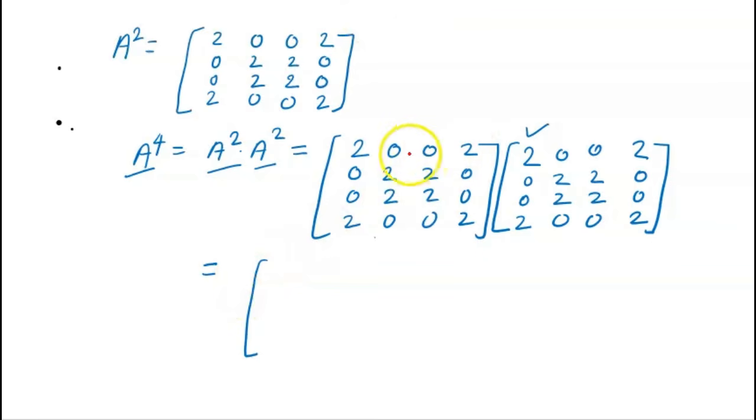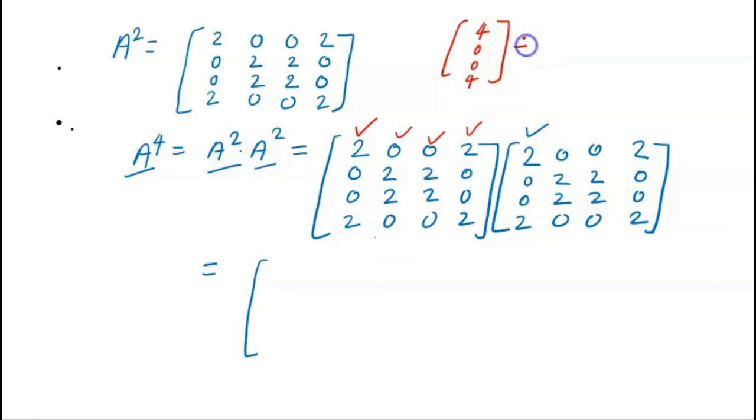So what we need to do, we need to take 2 times the first column here, 0 times the second column here, 0 times the third column here, and 2 times the fourth column here. So 0 times the second column will make everything 0. 0 times the third column will make everything 0. So 2 times the first column will make it 4, 0, 0, 4. Let me write here that 2 times, if I multiply this by 2, it will become 4, 0, 0, 4.